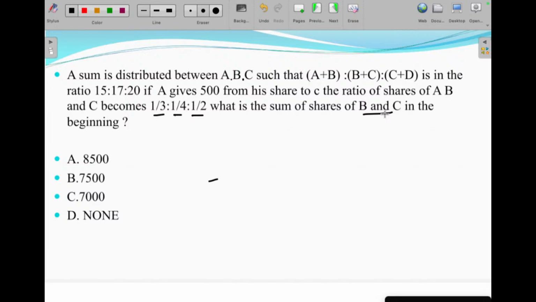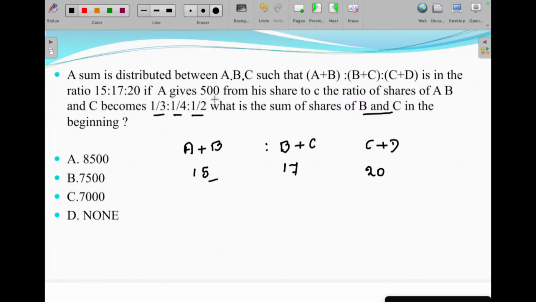Okay, then how to solve this question? So very simple. First A plus B, I know the ratio. A plus B is 15, and B plus C is 17, and C plus D is 20. So this is the A plus B plus C plus D.